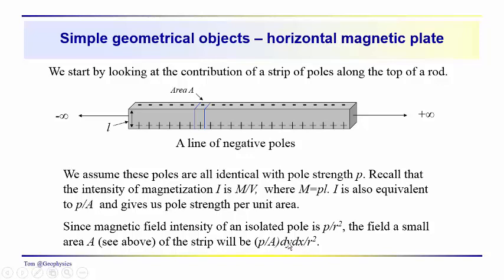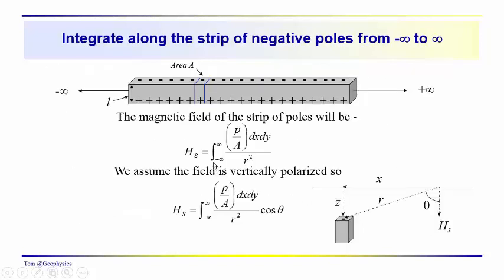So we get P over r squared. But we're integrating over dy and dx in order to get the effect on the magnetic field intensity of this entire strip going from minus infinity to infinity. So that becomes an integration. And our integral looks like this. Just looking at the negative poles, we're integrating from minus infinity to infinity, P over A dx dy over r squared. R would just be, I should have put that in here, but it's down here.